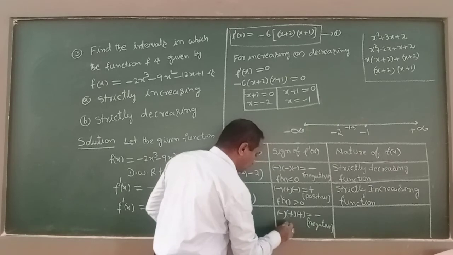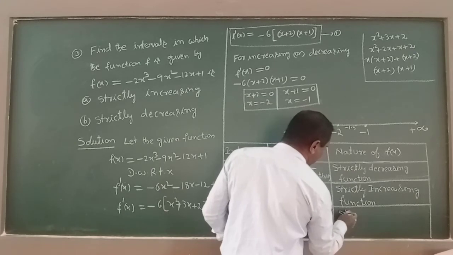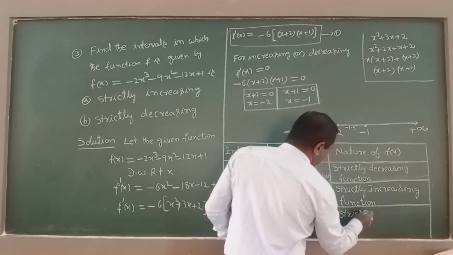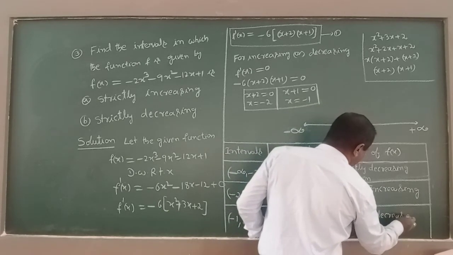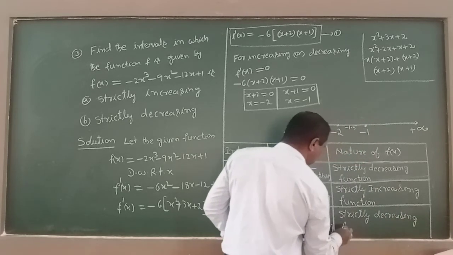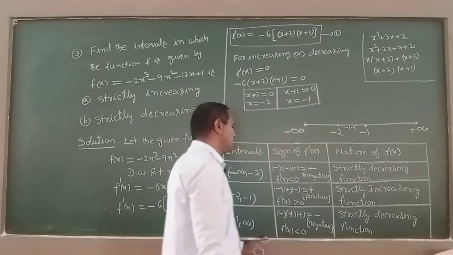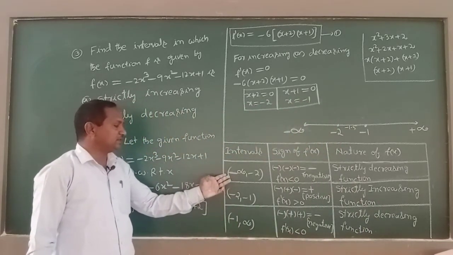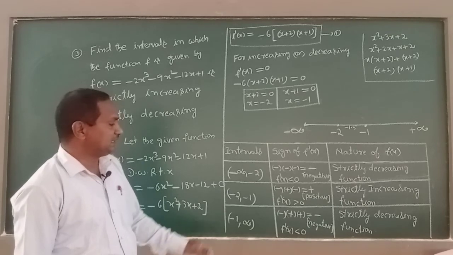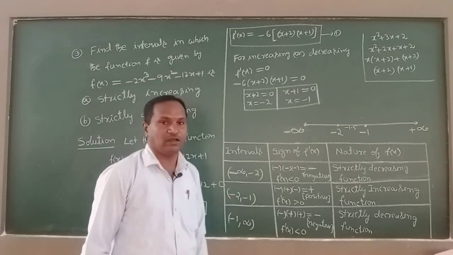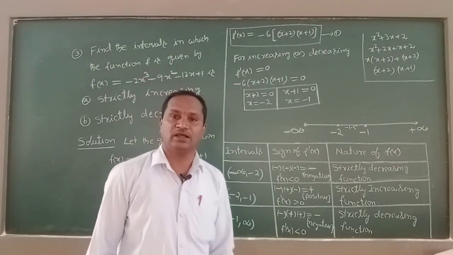That's what we can take here. f dash of x is less than 0. If it is less than 0, what can we write here? Strictly decreasing function. That's why it is strictly decreasing in the interval minus infinity comma minus 2 union minus 1 comma infinity. But strictly increasing will come in only one interval, minus 2 comma minus 1. Like that we write the intervals for the given function.